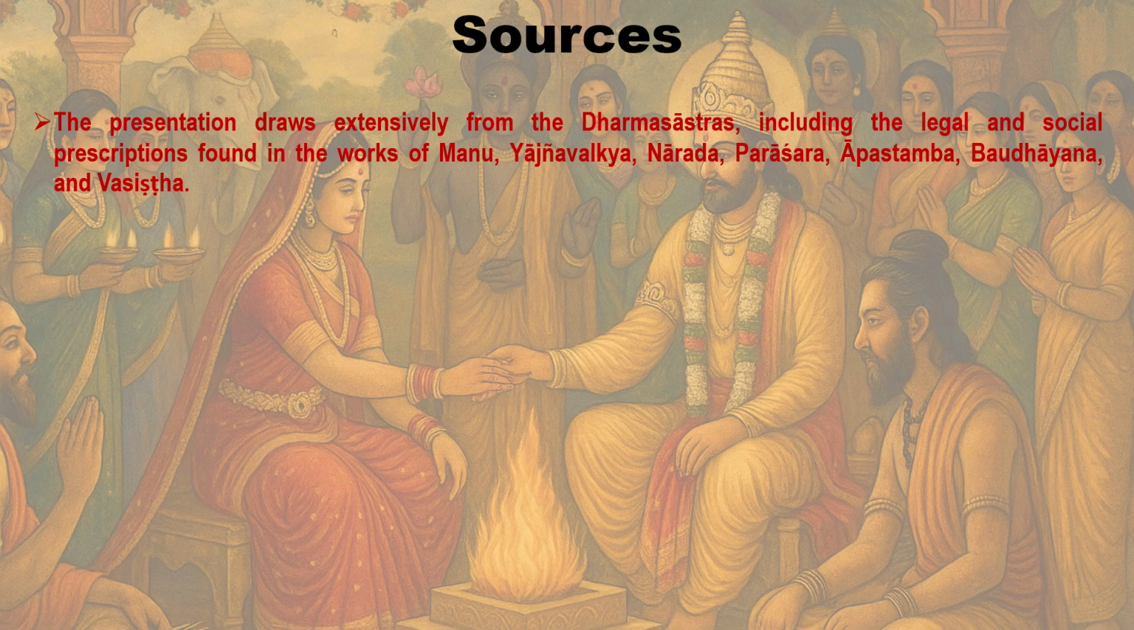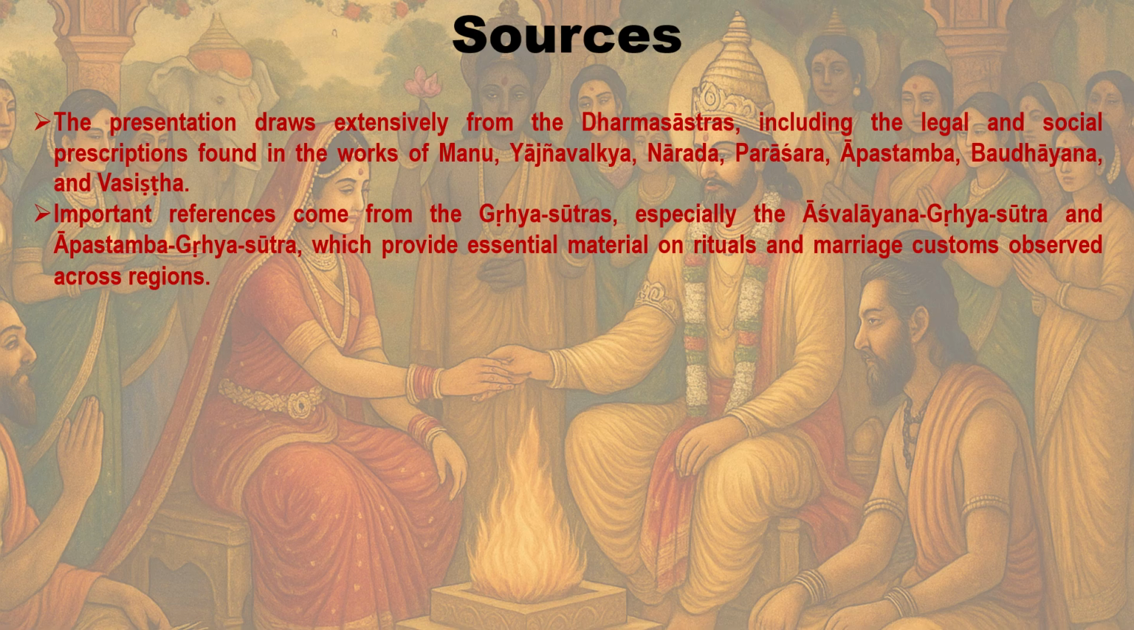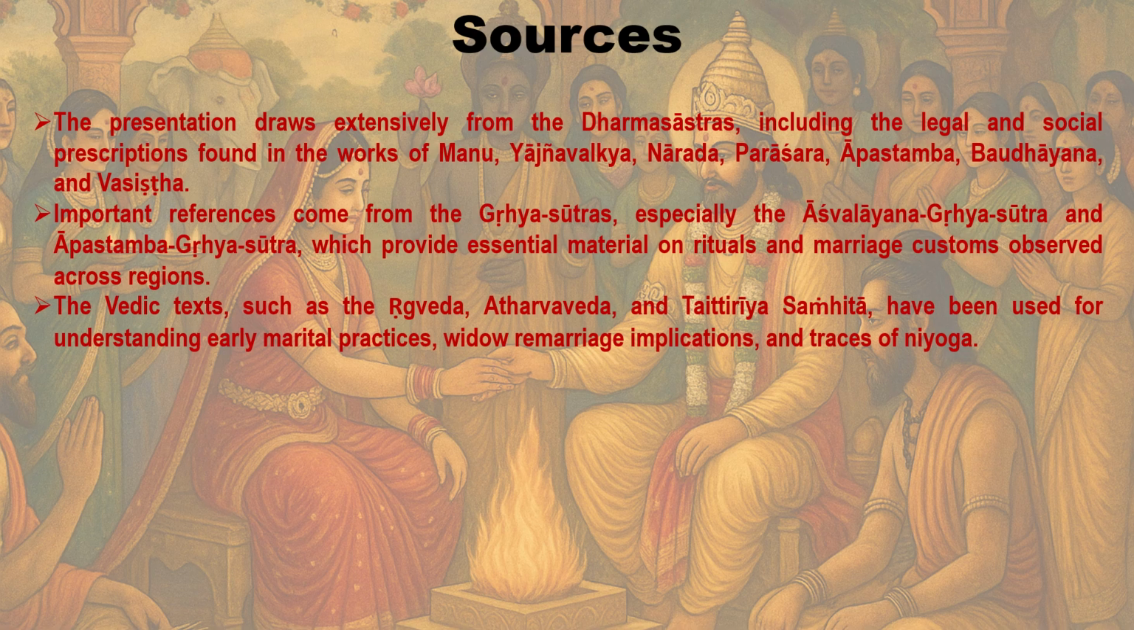Sources. The presentation draws extensively from the Dharmashastras, including the legal and social prescriptions found in the works of Manu, Yajnavalkya, Narada, Parasara, Apastamba, Baudhayana, and Vasishtha. Important references come from the Gṛhyasūtras, especially the Ashvalayana Gṛhyasūtra and Apastamba Gṛhyasūtra, which provide essential material on rituals and marriage customs observed across regions.